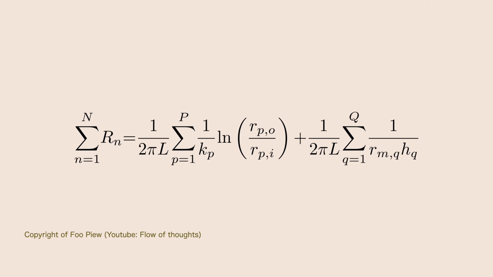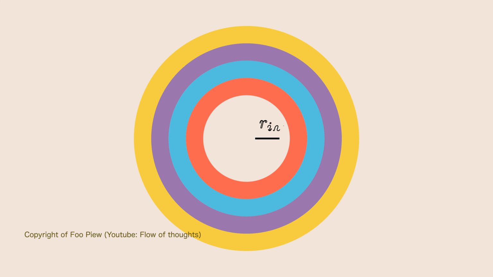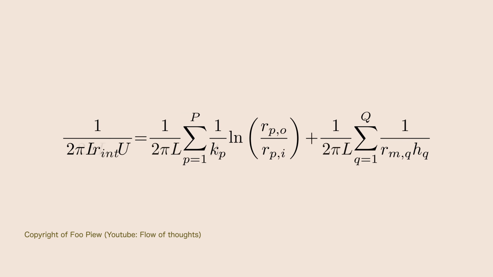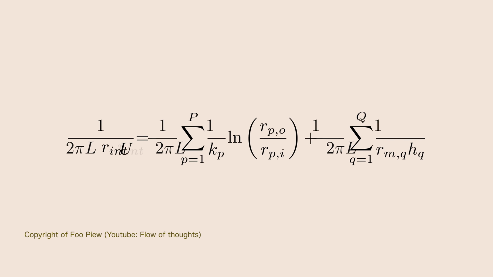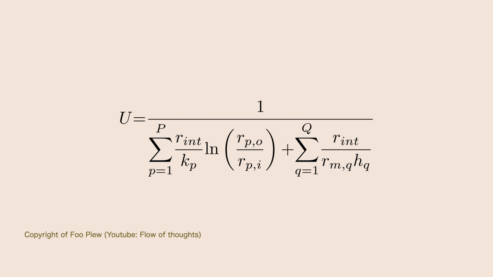We are now ready to relate the series of thermal resistances to the overall heat transfer coefficient and the reference area. If we define the area based on the inner radius of the well pipe, R int, the area term becomes 2 pi multiplied by R int. Rearranging and simplifying, we get the expression for U, the overall heat transfer coefficient. This single value considers all the thermal resistances mentioned in this video, indicating how easily heat flows through the entire well structure.